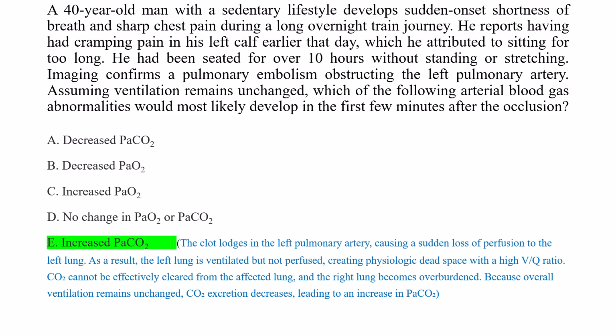The correct option here would be E, and that is because the clot embolizes in the left pulmonary artery, causing a sudden loss of perfusion to the left lung. As a result, the left lung is ventilated but not perfused, creating physiologic dead space with a high ventilation-perfusion ratio. Carbon dioxide cannot be effectively cleared from the affected lung, and the right lung becomes overburdened. Because the question states overall ventilation remains unchanged, carbon dioxide excretion decreases, leading to an increase in partial pressure of carbon dioxide.